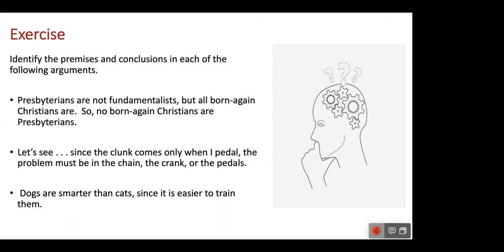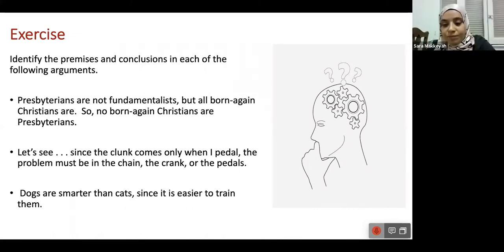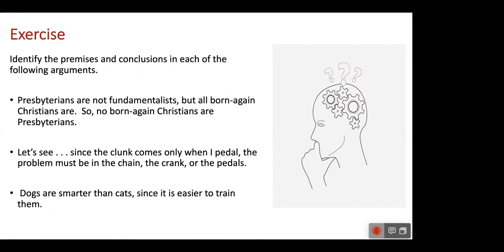So why don't we look at this slide and look at the three statements and identify the premises and conclusion in all of these statements that are arguments. So why don't you use your annotation tool? I take it you're able to use your annotation tool, and why don't we go into the first one, with the premise denoted by P and C for conclusion. Which is the conclusion in this first statement?